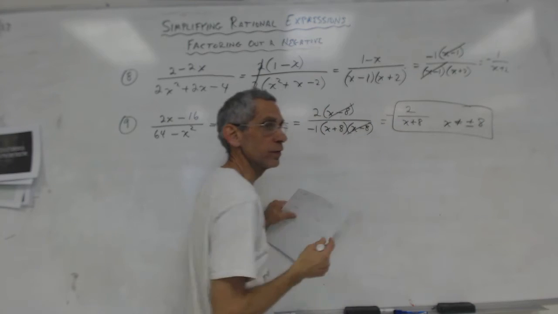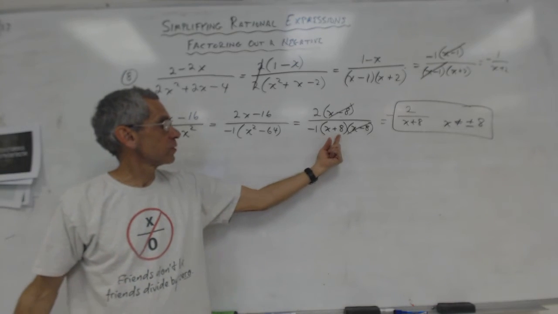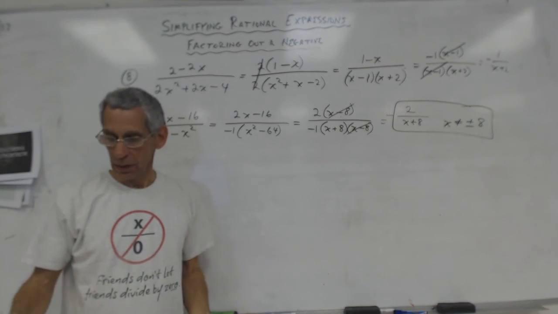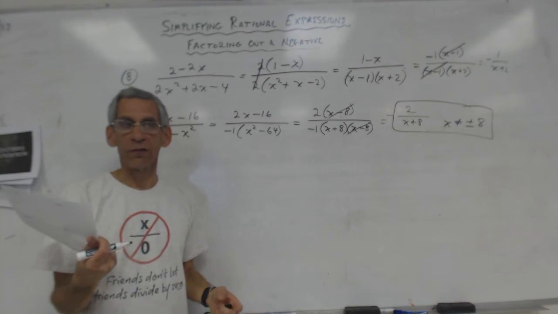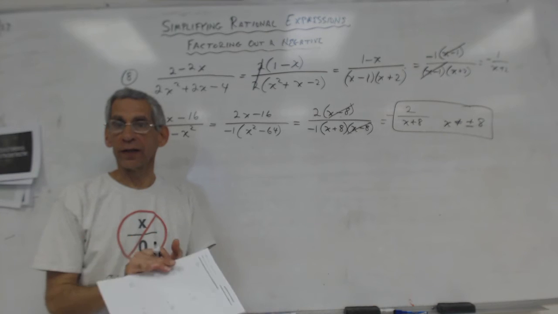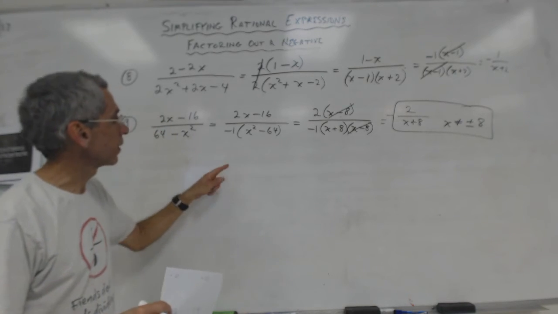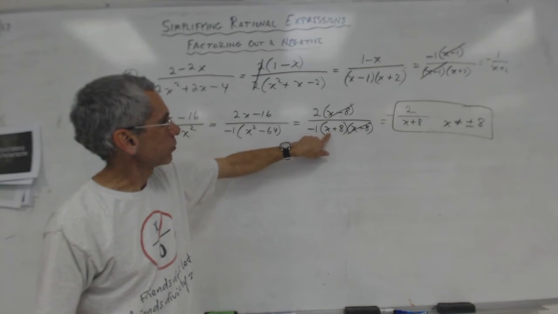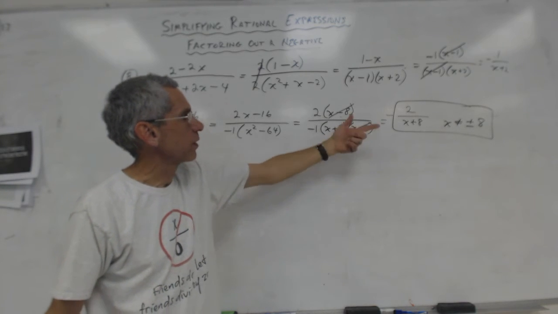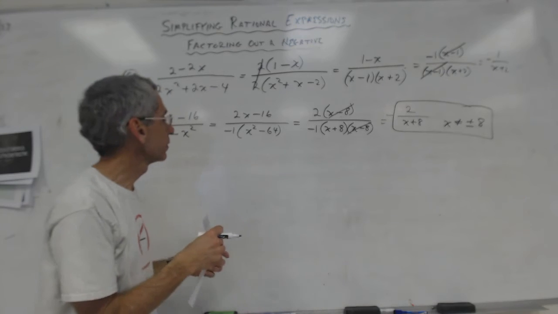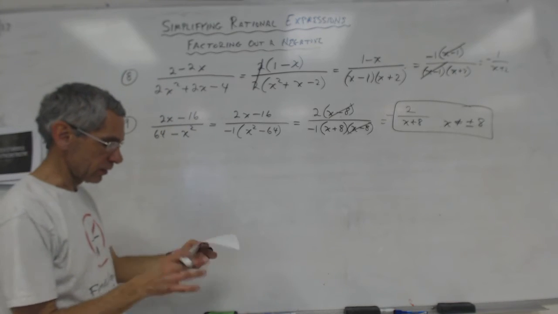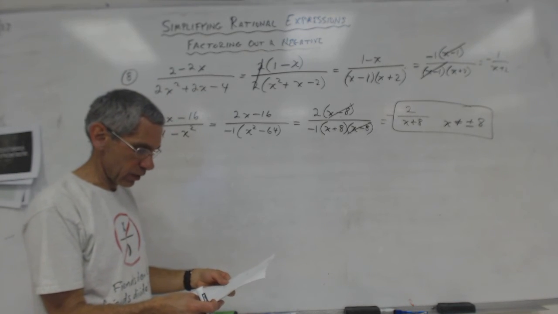You guys with me? You see that? If it does say to state the excluded value, do this, because I want you to get good at that. It's really easy. X would be negative 8 here, x would be positive 8 here. X can't equal positive or negative 8. Alright, let's just do one more that's kind of weird.